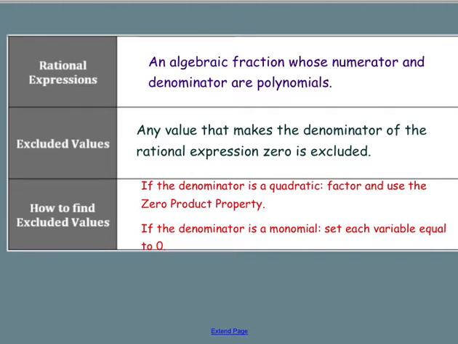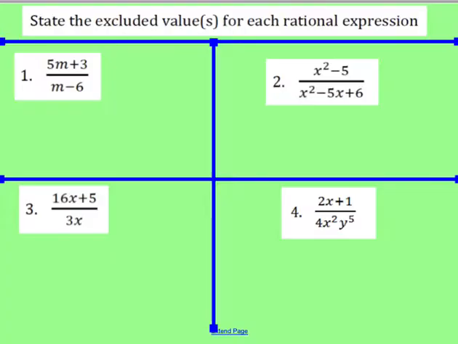Okay, and finally, if the denominator is a quadratic, here's how you're going to find those excluded values. You're going to factor and use the zero product property. If the denominator is a monomial, each variable can't be equal to 0. So those are kind of the processes you're going to use while working through this. So let's start by taking a look at examples of how to find the excluded values.